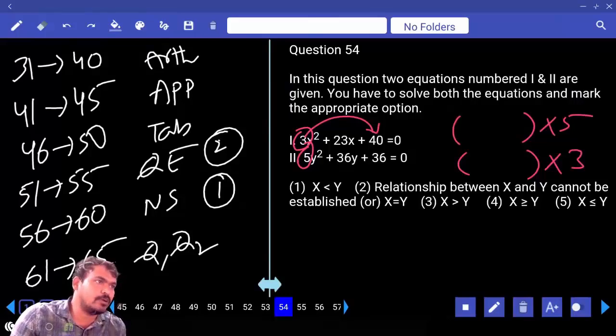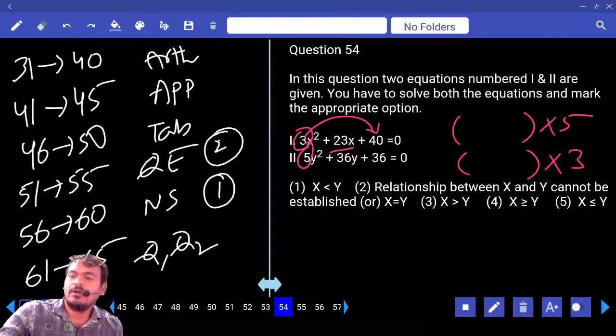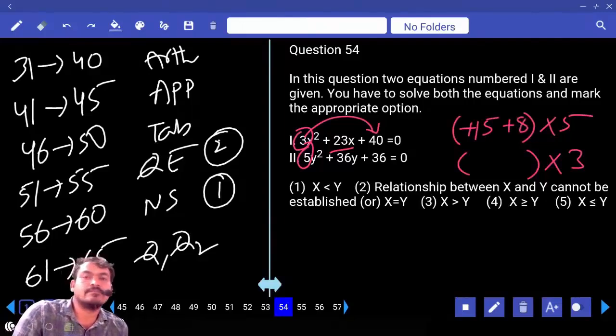What is 3 into 40? 120. Product is 120. But the sum value is how much? 23. 15 into 8, or not? 15 into 8 is how much? 120. One is plus 15, another one is plus 8. Second one, 5 into 36, or not? 5 into 36 is 180. Nothing but 18 and 20, or not?